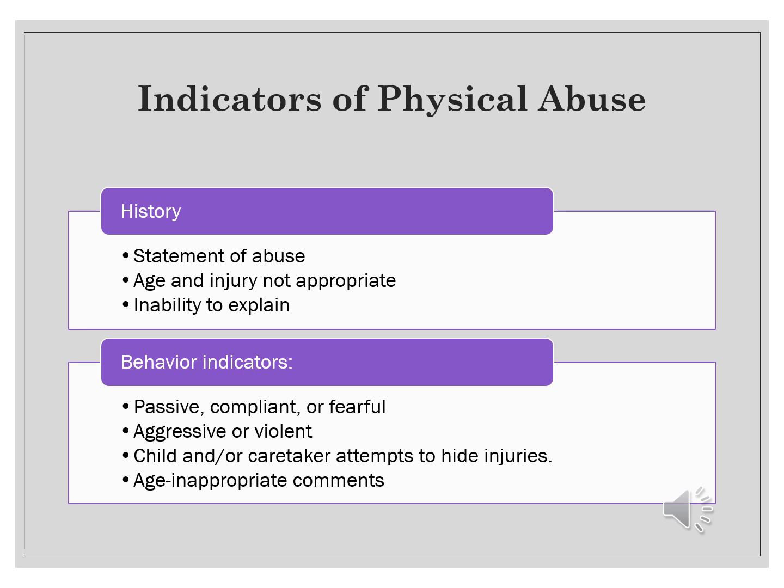Behavioral indicators are if the child is excessively passive, compliant, or fearful, if the child is aggressive or physically violent, if a child or caretaker attempts to hide potential injuries, or if the child makes detailed and age-inappropriate comments regarding sexual behavior. Radiographers may encounter cases of suspected child abuse when imaging injuries.